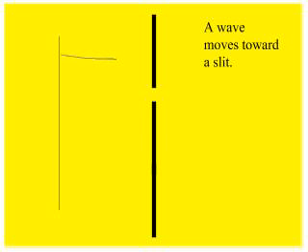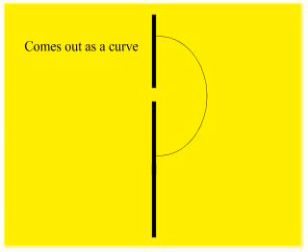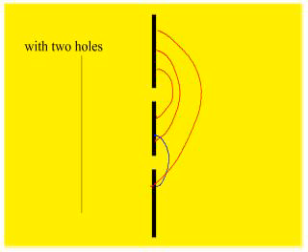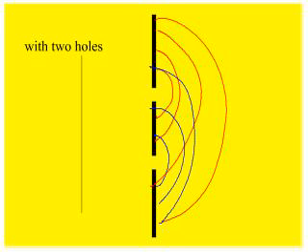A wave moves towards a slit. The whole thing moves all at once, and comes out as a curve. This is what happens with a wave. With two holes, you would get two curves. And then as time moves on, these would become larger and larger, and the blue ones would also become larger and larger. And you would be able to tell what's happening by looking at the interference pattern.